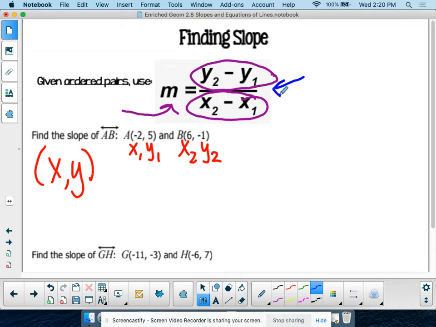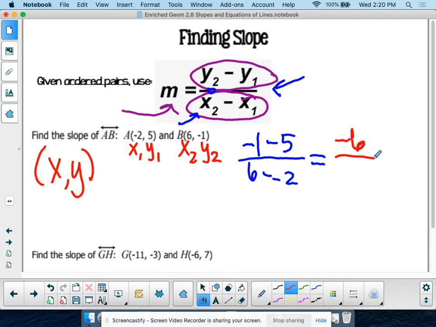Now we simply just plug in. If we follow our formula here, what did we label as y2? Well, we labeled that as negative 1, minus your y1, which was 5, all over your x2, which is 6, minus your x1 of negative 2. Now we just simplify our way out of this. Negative 1 minus 5 would be negative 6, over 6 minus a negative 2, which is really like adding, over 8. Again, ask yourself, can you reduce? And I hope you're thinking absolutely we can. 2 goes into both of those, so negative 3 over 4. That is your slope.